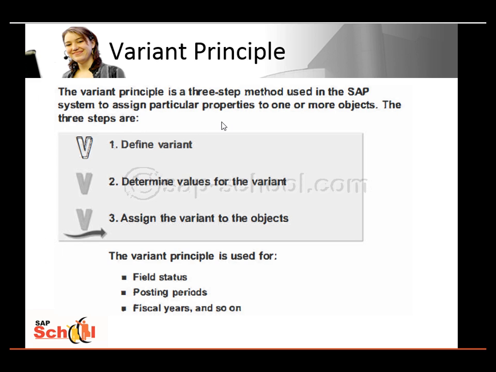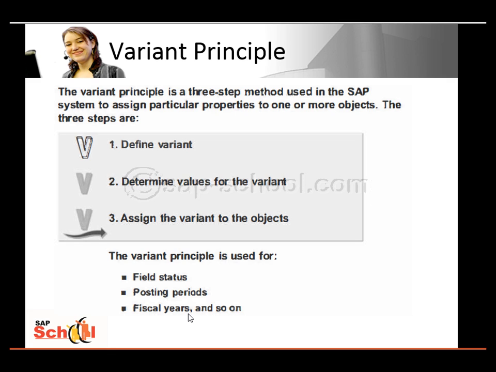One of the key concepts in SAP ERP system is the variant principle. The use of variants makes it easier to maintain properties that are common among several business objects. So essentially, this is a three-step process used in the SAP system to assign properties to one or more objects. And the three steps are define the variant, determine values for the variant, and then assign the variants to the objects. This principle is used for things like field status, posting period, and fiscal years.